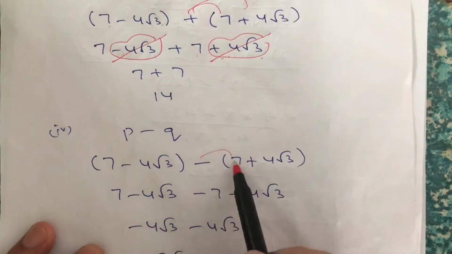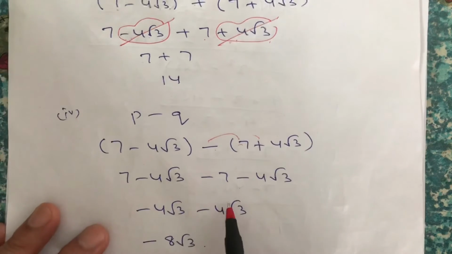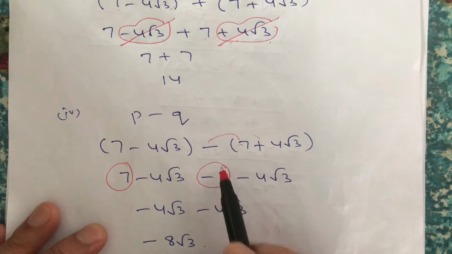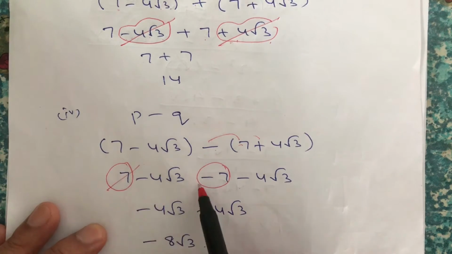So when I open the bracket, minus into plus is a minus, minus into plus is a minus, we get this. Now if you look carefully, this 7 is a plus 7 and this 7 is a minus 7. One is a plus, one is a minus, they get cancelled. And I'm left with minus 4 root 3, minus 4 root 3.